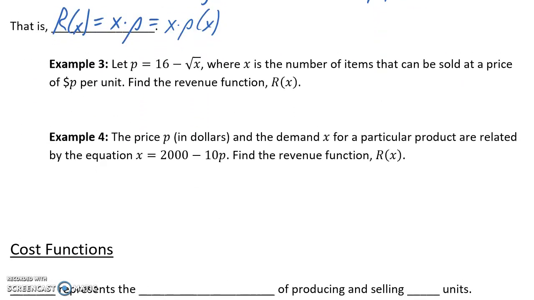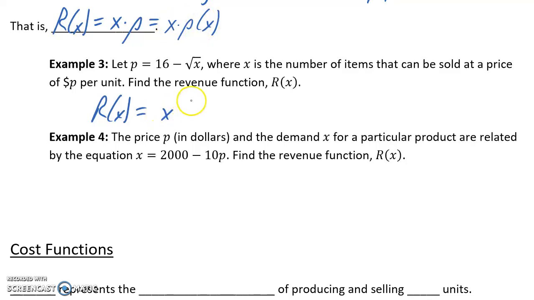So let's look at a couple of examples where we set up a revenue function. In example 3, we're given a price demand function, which is already solved for P, so it's in that form P of X, where X is the number of items that can be sold at a price of P dollars per unit. We want to generate the revenue function. As we stated above, to generate a revenue function, we take X times P of X.